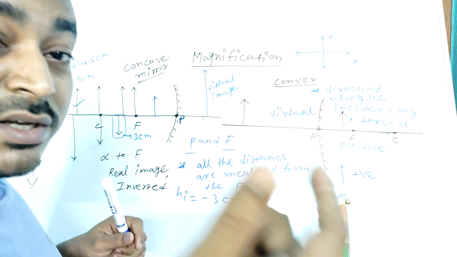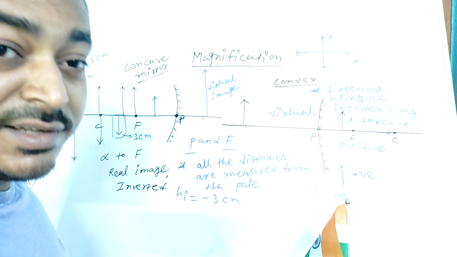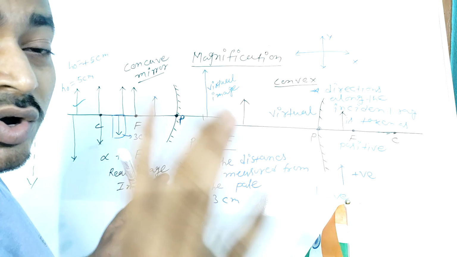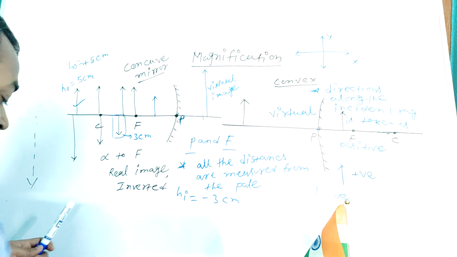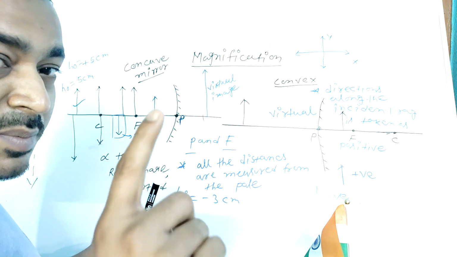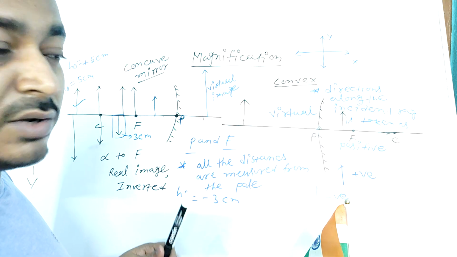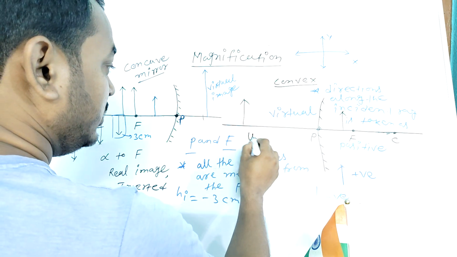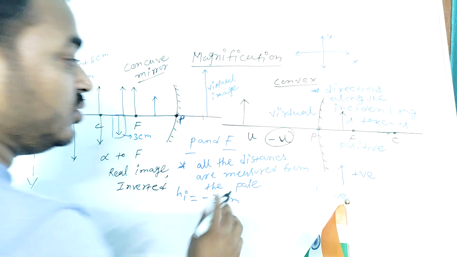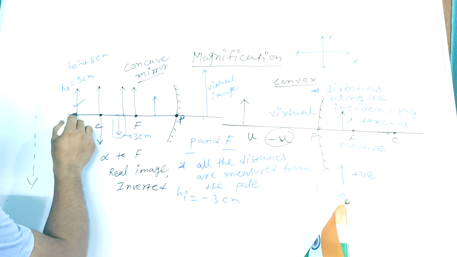So from here we can conclude the object distance is always negative. We can write one point. Just remember the object distance, note it down. Take pen, take paper, note it down. U is always negative.